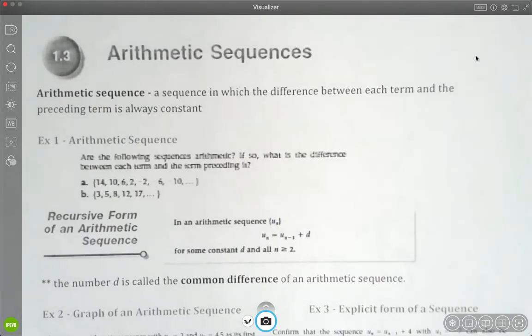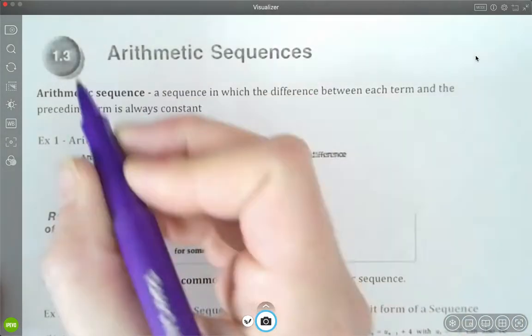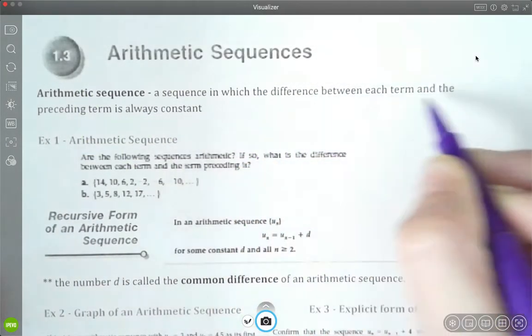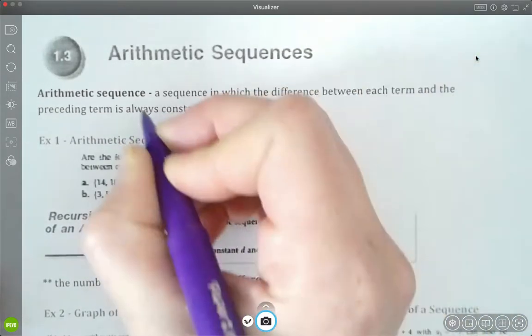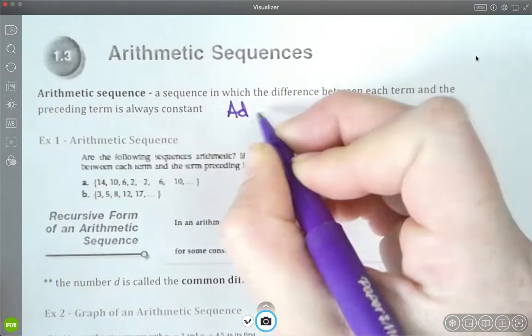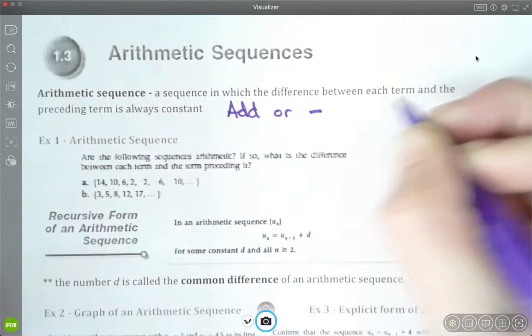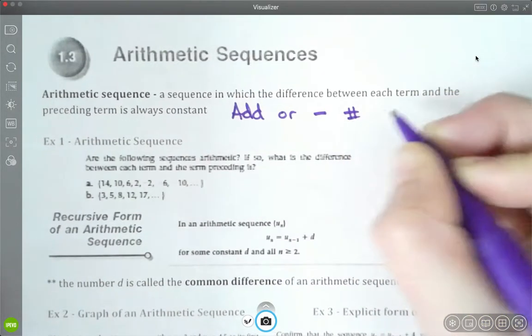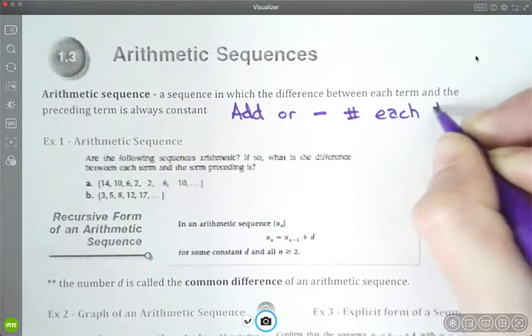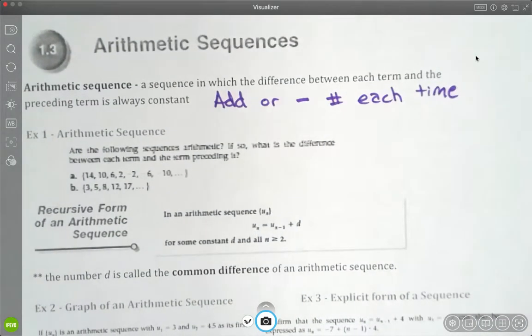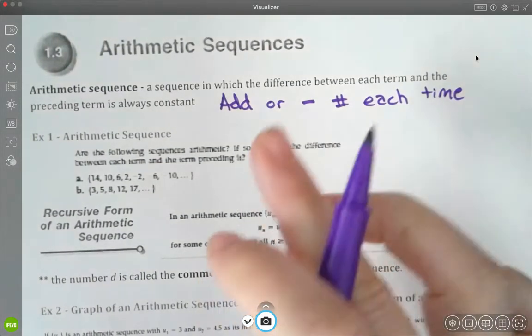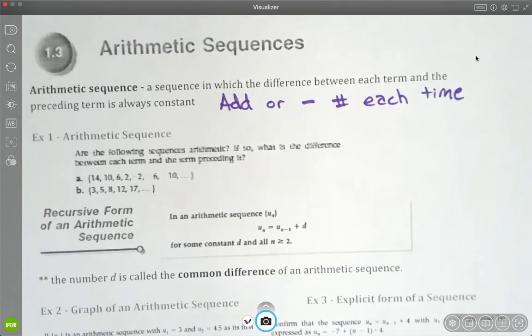An arithmetic sequence is a sequence where you are adding, I'm going to put add or subtract, a number each time. Okay, that's what an arithmetic sequence is, okay? The difference between the two terms is always constant, so you're always adding a constant 2 to each term, or subtracting a constant 7 from each term, whatever, all right?